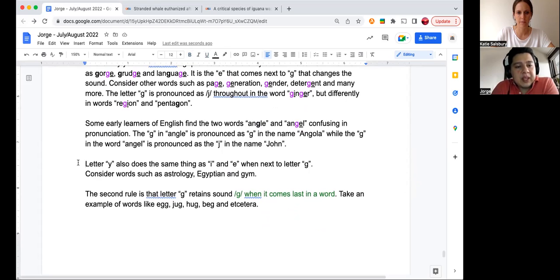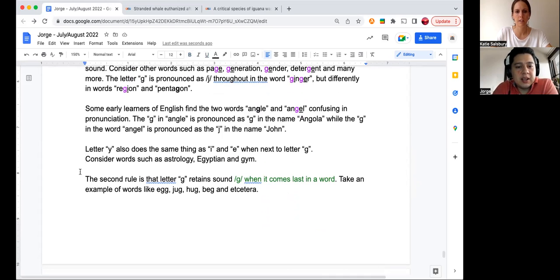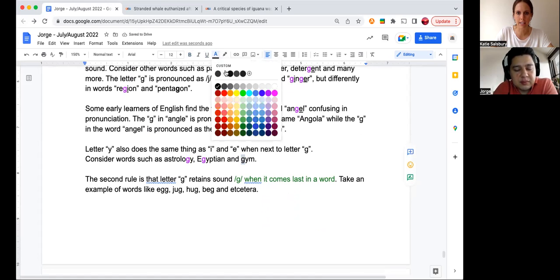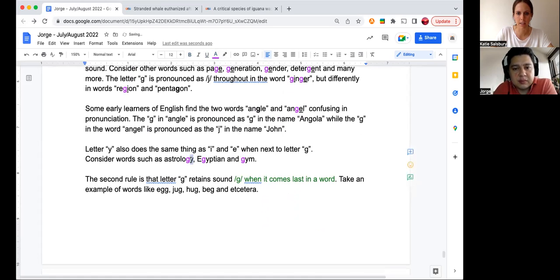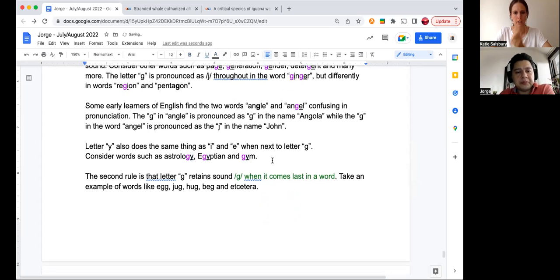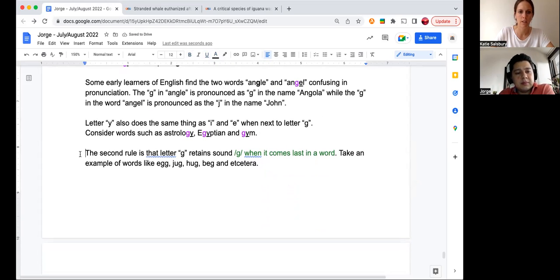Letter Y also does the same thing as I and E when next to letter G. Consider words as astrology, Egyptian, and gym. Same thing. So the Y acts like an I or an E. It's kind of the same thing. Astrology, Egyptian, and gym. Okay. All right. The next rule.